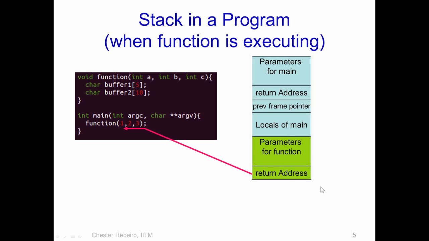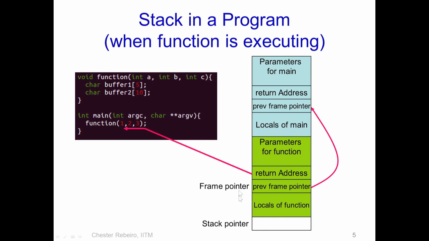After the return address, something known as the previous frame pointer is pushed onto the stack. This frame pointer points to the frame corresponding to the main function. So, this is the frame which is used when the function is executed, while this frame is used when main is executed. Now, after the previous frame pointer is pushed, the local variables which are defined in the function are then allocated. In this case, we have 2 character arrays which are allocated. One is of size 5 and the other is of size 10 bytes.